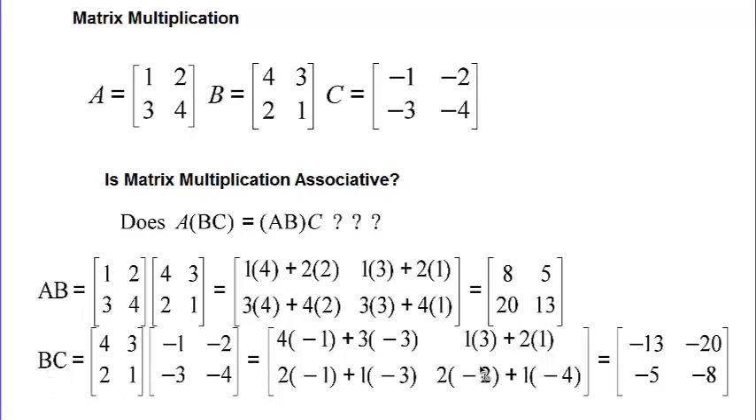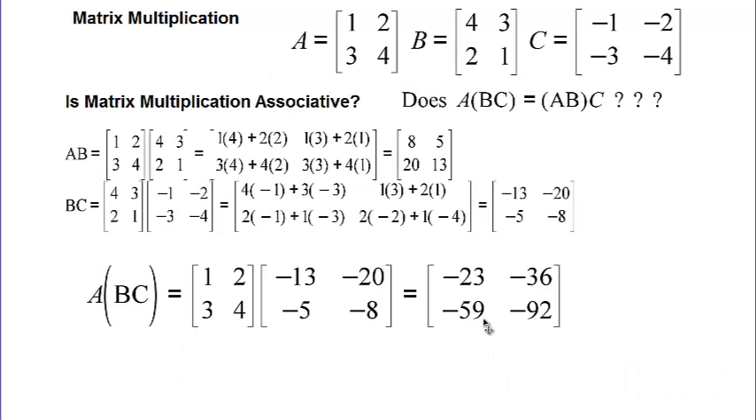If we do a similar process for matrix B times matrix C, we get negative 13, negative 20, negative 5, negative 8. So with those quantities in mind, let's perform the multiplication of A times the quantity BC. If we multiply matrix A times this quantity we've already defined as B times C, and we use our rules of matrix multiplication, we get the result of the operation being negative 23, negative 36, negative 59, negative 92.